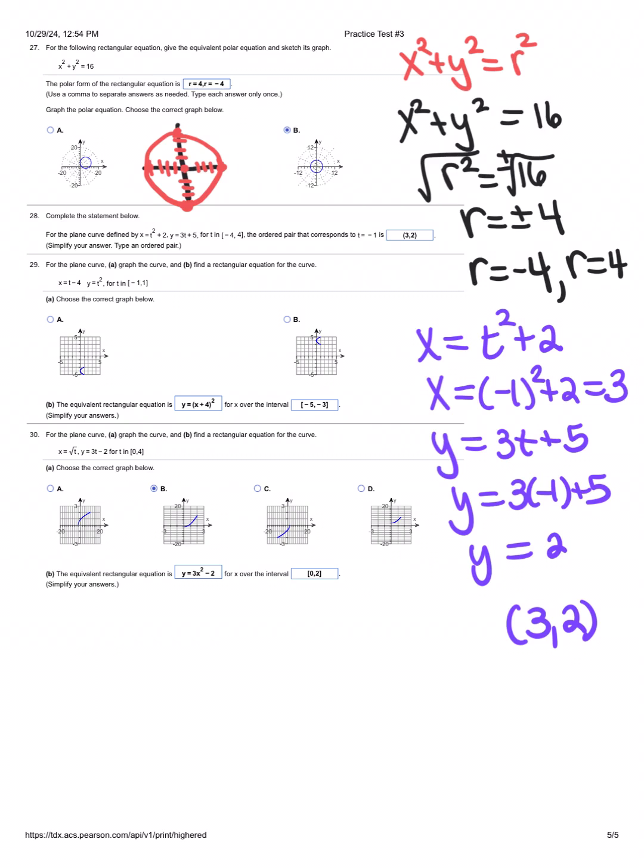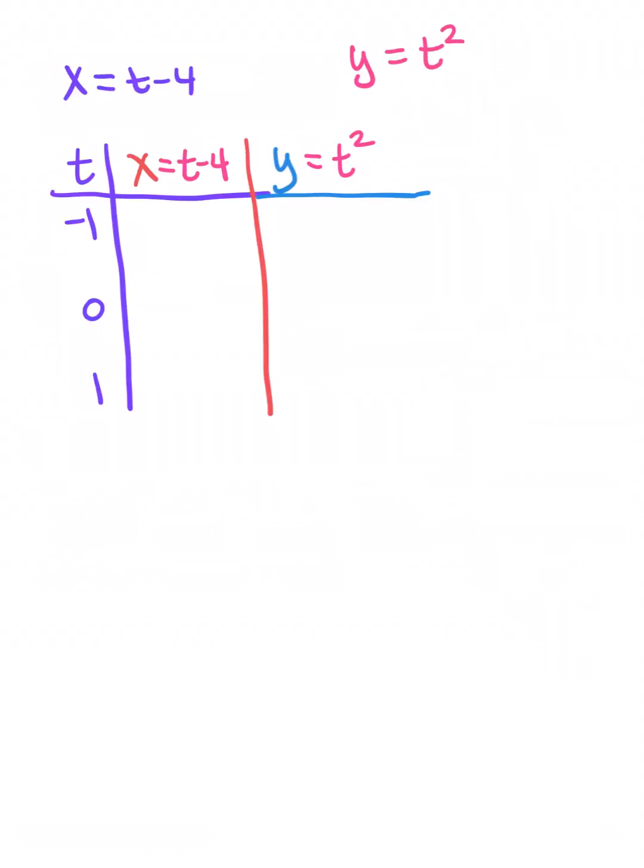For the plane curve, graph the curve x equals t minus 4 and y equals t squared, for t being between negative 1 and 1. And then we'll write the equation in rectangular form. For number 30, for the plane curve x equals t squared, y equals 3t minus 2, for t in between 0 and 4. So create a table between negative 1 and 1. So I put 0 in there.